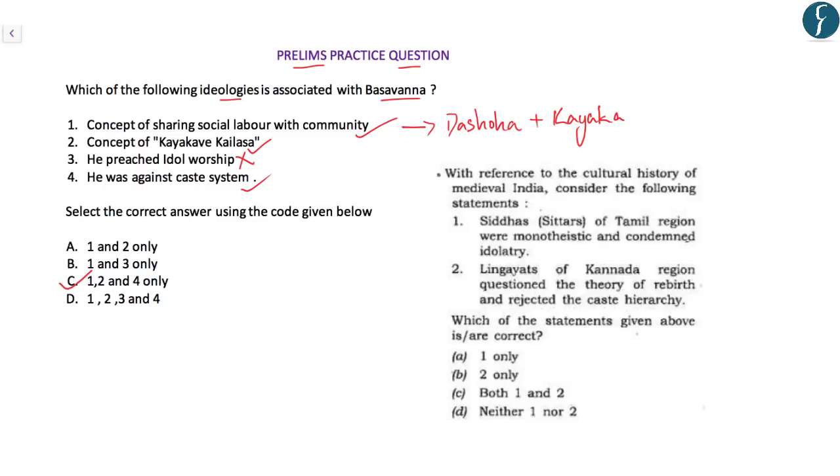Now, a similar question in relation to the Lingayats was asked in the prelims of 2016. The first statement was, Siddhas of Tamil region were monotheistic and condemned idolatry. This is correct. Second, Lingayats of Kannada region questioned the theory of rebirth and rejected caste hierarchy. This too is correct as we discussed. So the right answer to this question was C, both 1 and 2. With this, we move on to our next article.